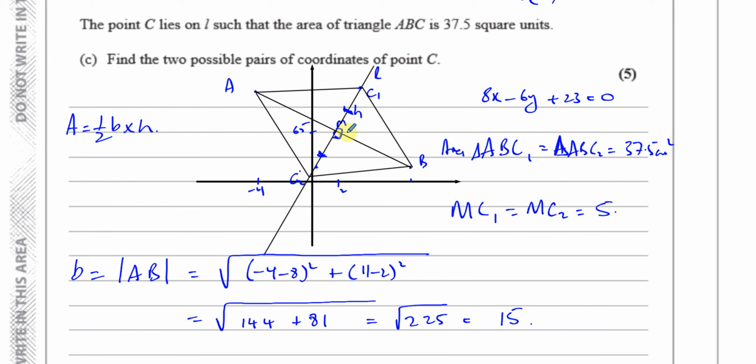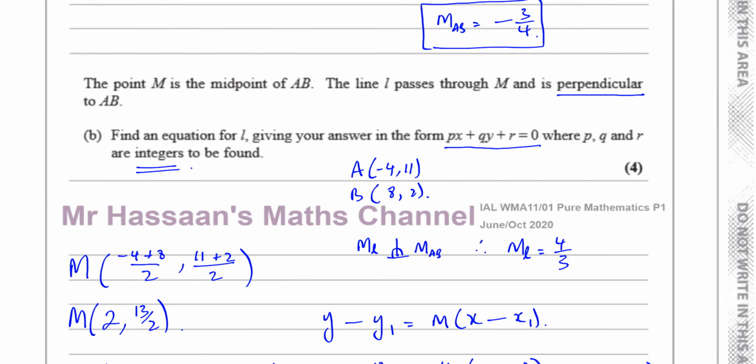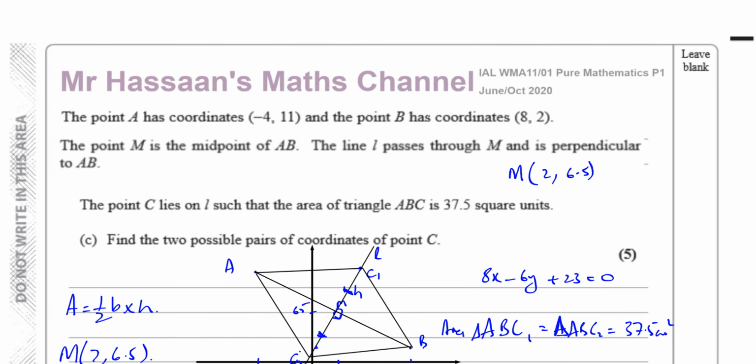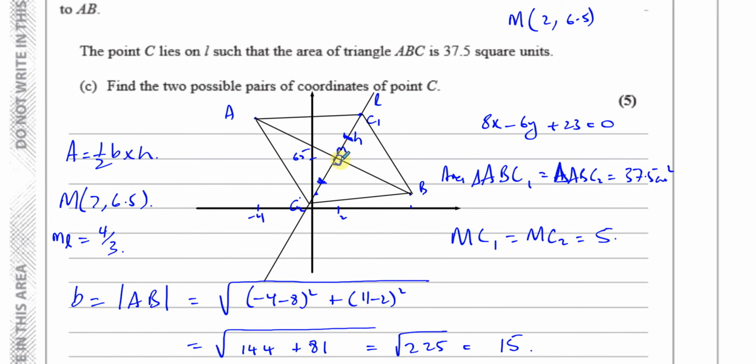Now, I know the coordinates of M are 2 and 6.5. And I also know that the gradient of the line L is equal to 4 over 3. If we just make sure from here, it's 4 over 3, exactly, yeah. So we worked that already. Now that should help us in a little way, because I know that the length of the line from M to C1 and from M to C2 is 5.